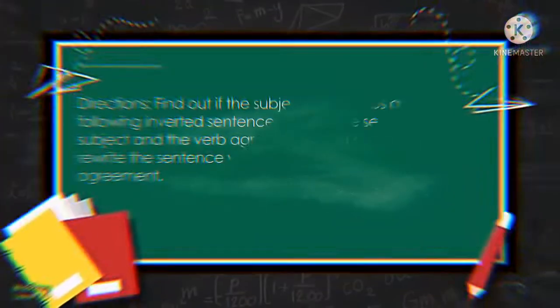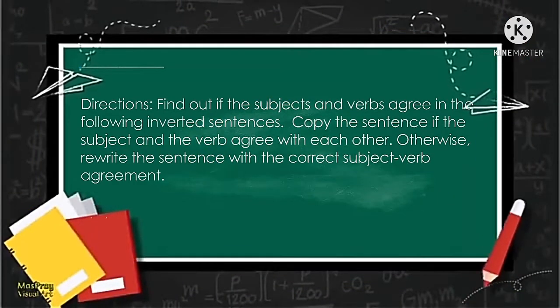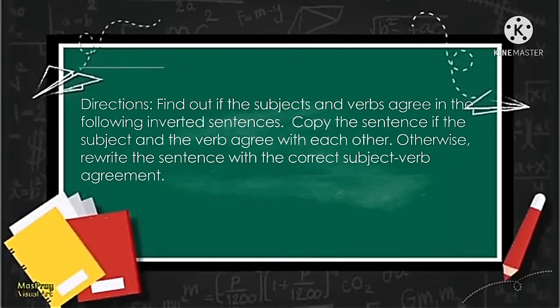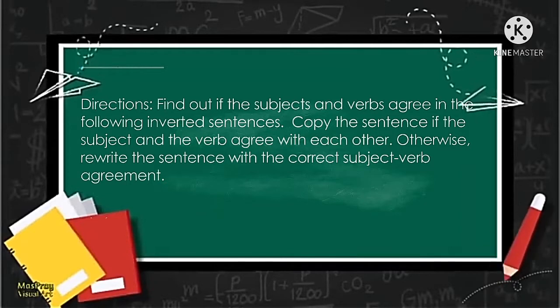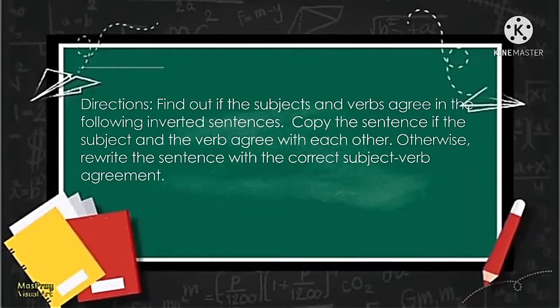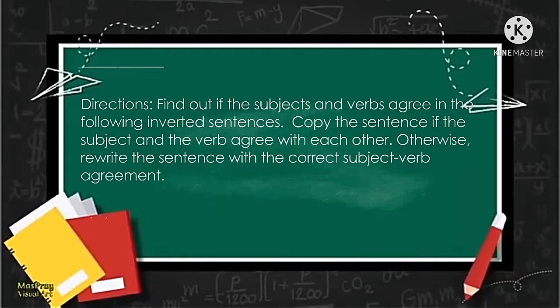Now, let's check your assignment. Directions: Find out if the subject and verb agree in the following inverted sentences. Copy the sentence if the subject and the verb agree with each other. Otherwise, rewrite the sentence with the correct subject-verb agreement.